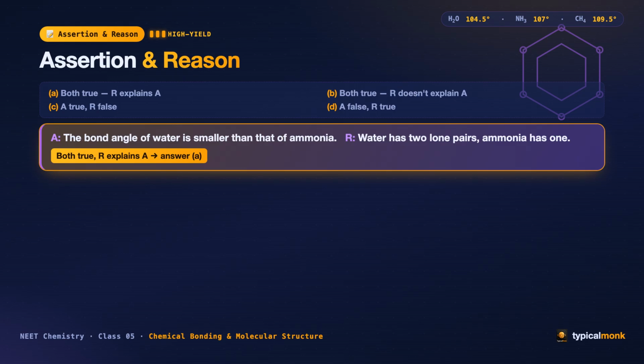First one, assertion: the bond angle of water is smaller than that of ammonia. Reason: water has 2 lone pairs, while ammonia has only 1. Think like Sarah. Check each statement, then check the link. Is the assertion true? Yes, water bends more tightly. Is the reason true? Yes. And does the reason explain the assertion? Perfectly. The extra lone pair in water is exactly why its angle is smaller. Both true. Reason explains. Option A.